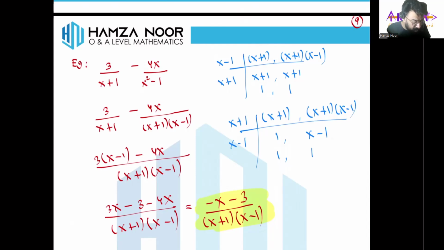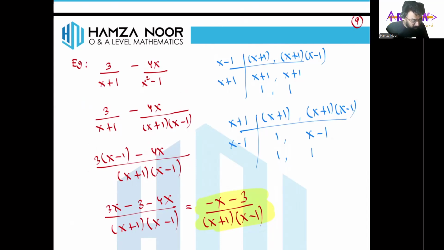You need to ask yourself by what term you multiply x plus 1 such that you get x plus 1 multiplied by x minus 1. Obviously, you need to multiply it with x minus 1. So 3 will be multiplied by x minus 1 as well. So 3 multiplied by x minus 1. And then we have the subtraction sign. You need to ask yourself by what term you multiply x plus 1 into x minus 1 such that you get x plus 1 into x minus 1. Obviously, you need to multiply it with 1. So the numerator will also be multiplied with 1, so 4x as it is.